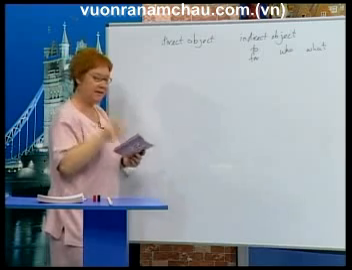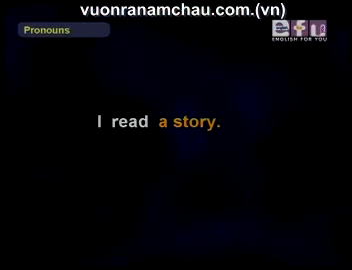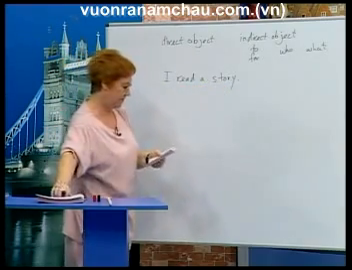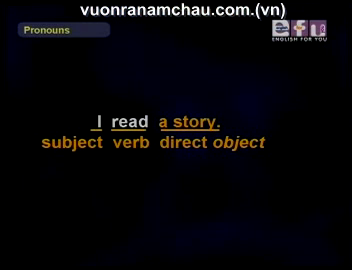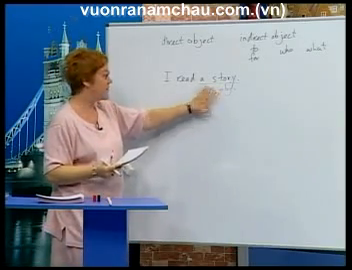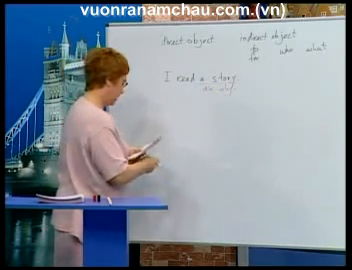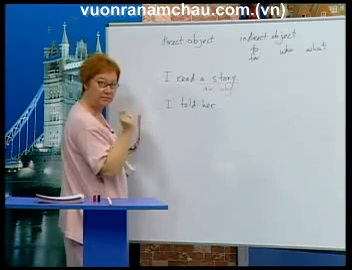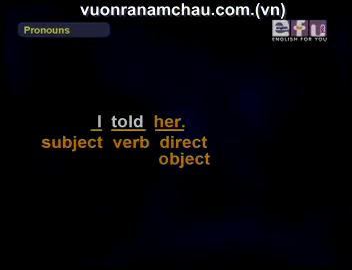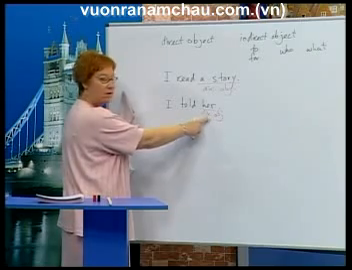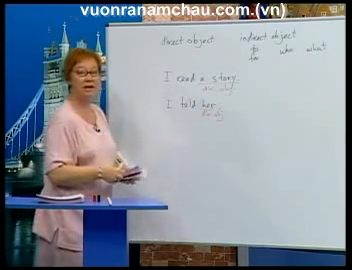Now, look at this sentence. I read a story. I read a story. Okay? Now, the story is the direct object. Direct object. Okay? It answers the question, what did you read? I read a story. Now, here's another one. I told her. Direct object. Okay? So this answers the question, who? I told who? I told her. This is the direct object.